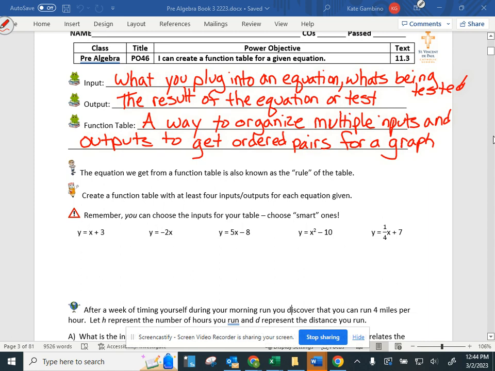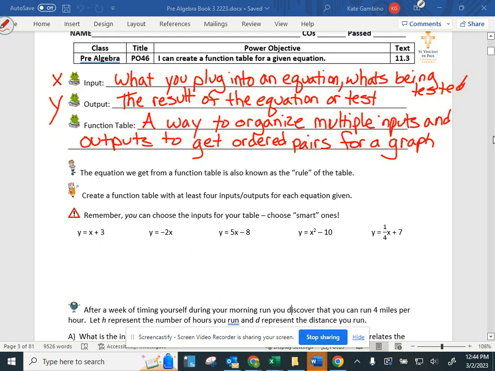So we have the X and the Y because we're going to be using it to graph. It's going to give us ordered pairs. So our input is our X and our output is our Y. So that's how we get the ordered pairs that we use to graph. So the equation we get from a function table is known as the rule of the table.